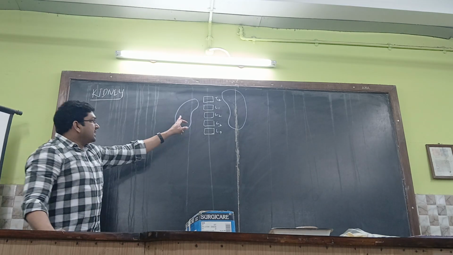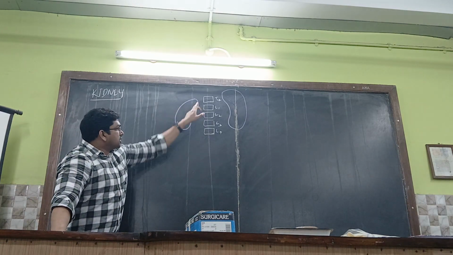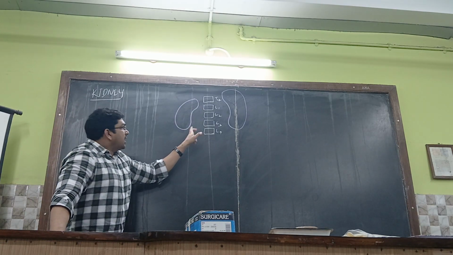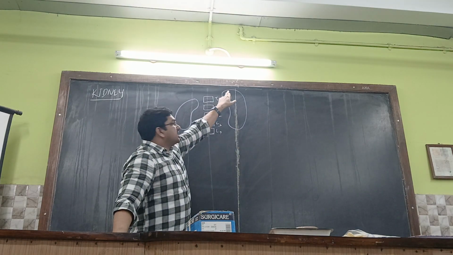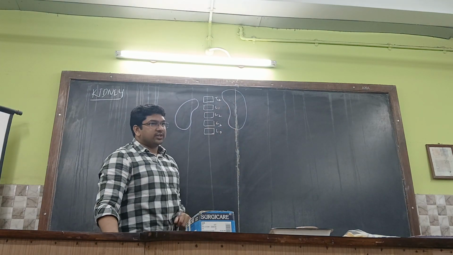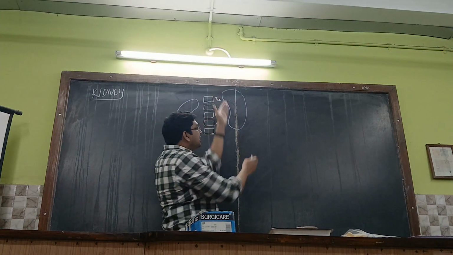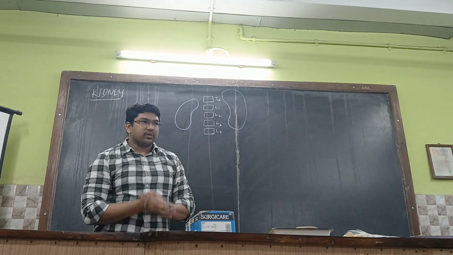See here the right kidney over here, all the way from T12 to L3 vertebra over here, and the left kidney will be extending all the way from T11 till the L3 vertebra, because it is narrower and longer than the right kidney over here. Okay, this you are supposed to know.